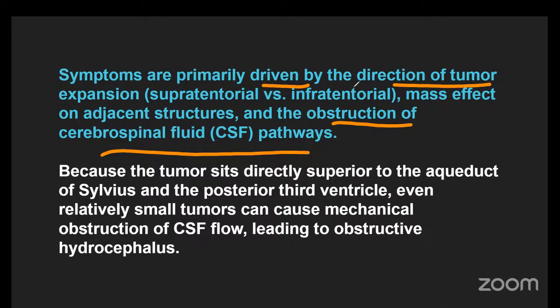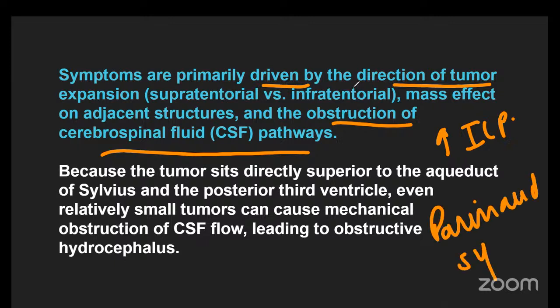So if the CSF pathway is blocked, we know that the patient is going to present with raised ICP. Along with that, the patient can have Parinaud syndrome. Let me write it. And because of raised ICP, especially if it is due to hydrocephalus, the patient can have sixth nerve palsy secondary to raised ICP and hydrocephalus. Papilledema can be there, headache, nausea, vomiting. You know the drill, how raised ICP and mass effect present.